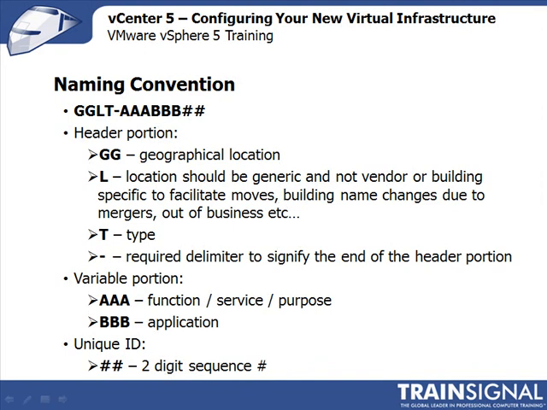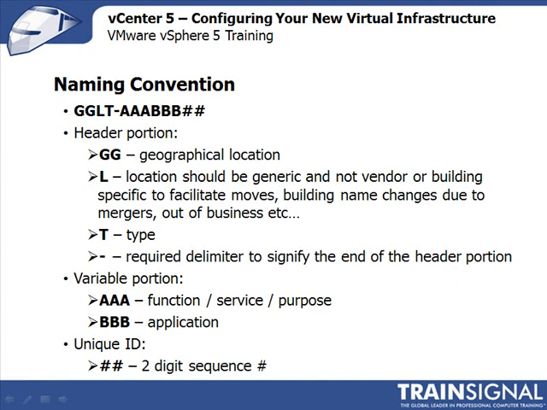In very basic terms, this is what it would look like for the server, the switch, the router, or whatever device you have in your environment: GGLT-AAA-BBB, then a number. What does this stand for? You'll notice that this is broken down into three sections. The first section is known as the header portion, and it ends here. This is the delimiter that breaks off the sections. The second section is called the variable portion, and that ends right before the numbers start, and the third section is the unique ID.